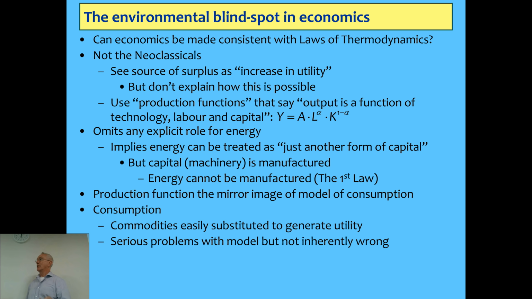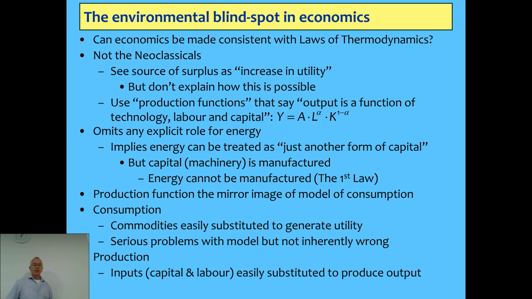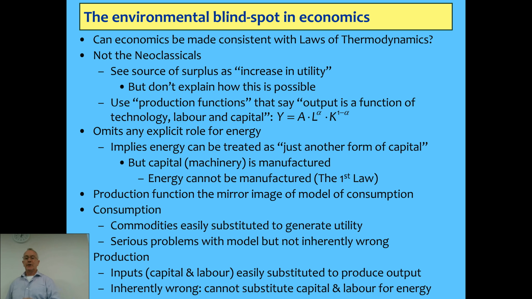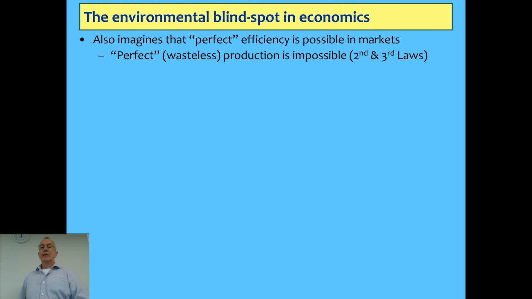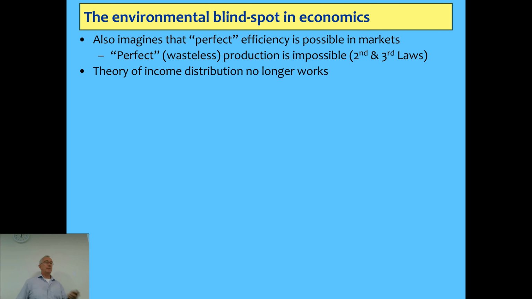But it's not inherently wrong to say you can do that. You might say, what amount of utility do I get out of a combination of different goods? And yeah, you might find it hard to compare the two. But in production, yes, you can substitute to some extent labour and capital, but you can't substitute them for energy. Okay? Energy is fundamentally different. And they also talk about perfect efficiency all the time. The idea of perfect this and perfect that, it's just nonsense to say it's all potential. You can't have zero waste in anything in the real world.